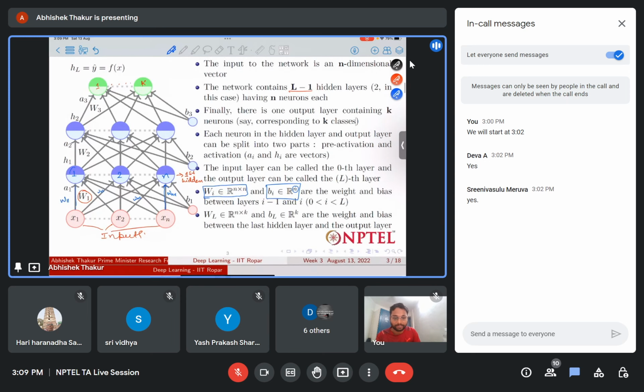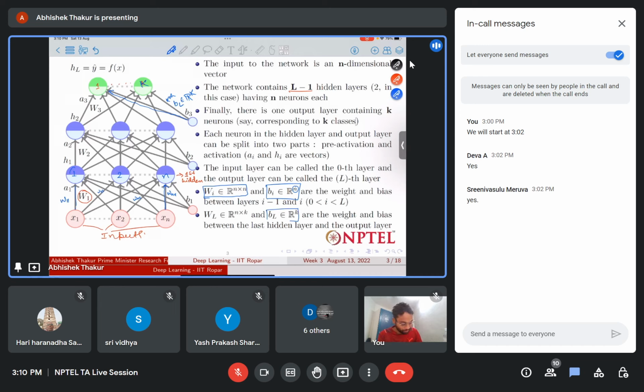And in the last layer, in the output layer, there are K neurons. So the dimension of B will be K, because it will connect to the first neuron, second neuron, third neuron, and up to the kth neuron. So this is the kth neuron, the path from B3 to the kth neuron. So the dimension of BL will be K, because there are K neurons in the output layer.